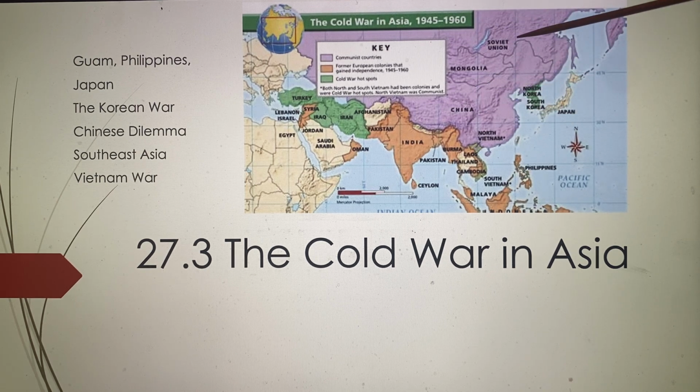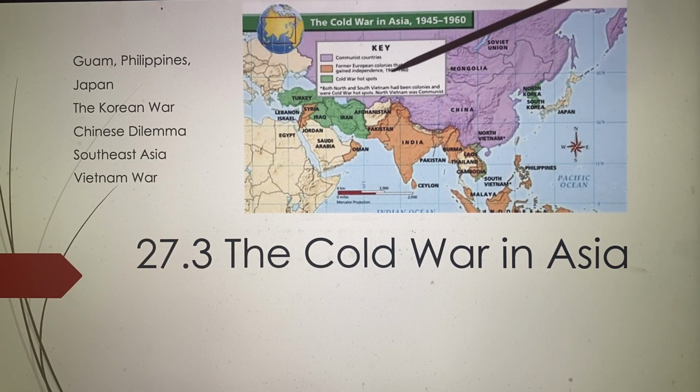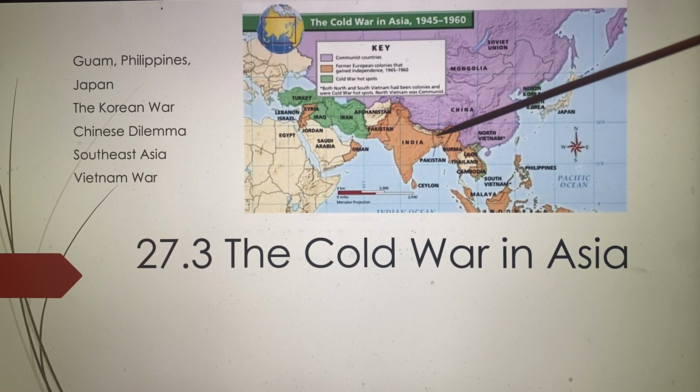We have China and the Soviet Union, North Vietnam, and over here Korea. South Korea is not, and on to the Cold War hotspots. As you can see, Korea was a hotspot, and we have some hotspots over here. And then the orange areas are those former European colonies, and a lot of them were becoming independent during this time too. And once a country became independent, then the communists would come in to try to control the government if they couldn't control themselves. That was one of their tactics.